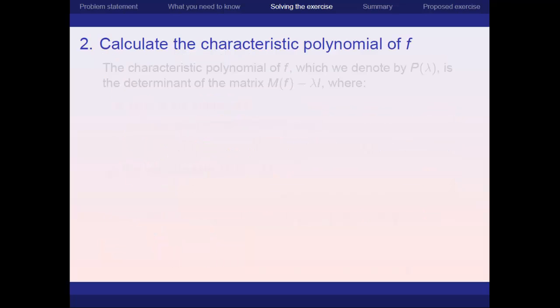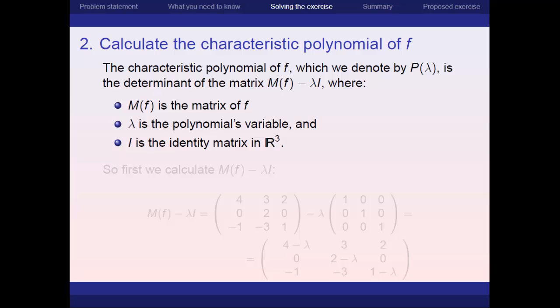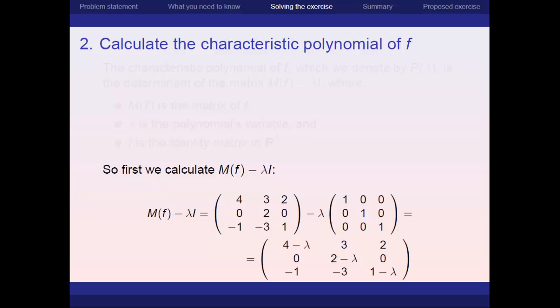2. Calculate the characteristic polynomial of f. The characteristic polynomial of f, which we denote by P(λ), is the determinant of the matrix M_f minus λ times I, where M_f is the matrix of f, λ is the polynomial's variable, and I is the identity matrix in R3. So first we calculate M_f minus λI, which equals, by columns, (4 - λ, 0, -1), (3, 2 - λ, -3), (2, 0, 1 - λ).